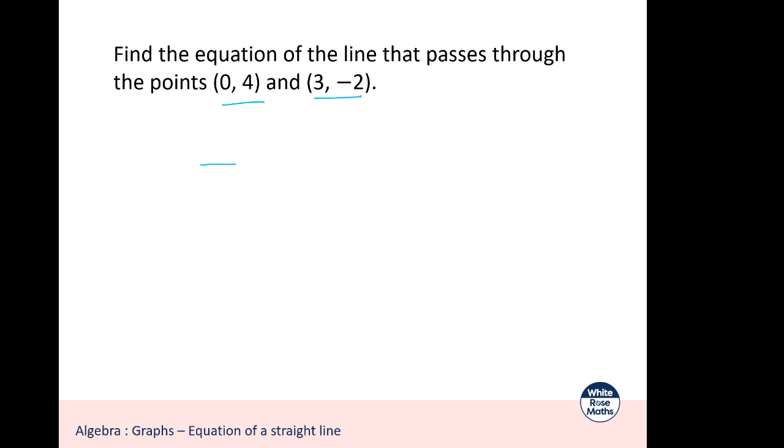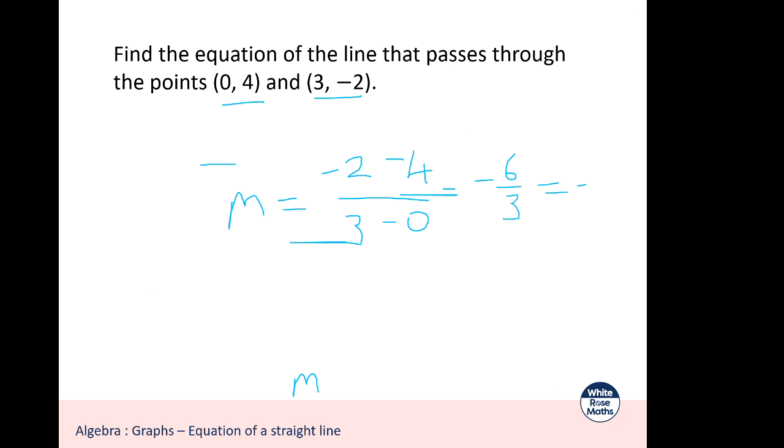So we're going to have the gradient, which is the change in y over the change in x. So it's -2 minus 4, divided by the difference in the x coordinates, 3 minus 0. -2 minus 4 makes -6, so I get -6 over 3, which is equal to -2. So far I've got the gradient.